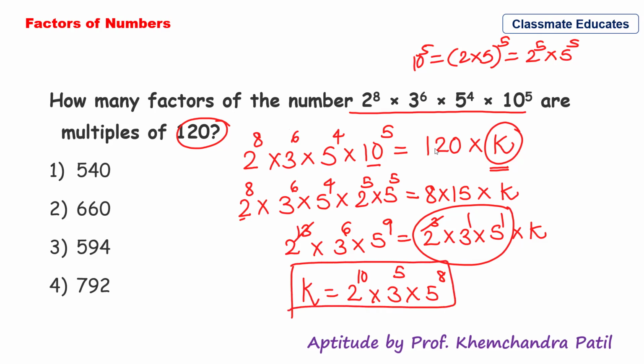Now just find the factors of this number. So 11 into 6 into 9. Just add 1 to each power. So this is equal to 11 into 54, and 11 into 54 is equal to 594. So there are 594 factors of this particular number which are multiples of 120. This is a very good question. I hope you understood this. Okay, now let us go to the next question.